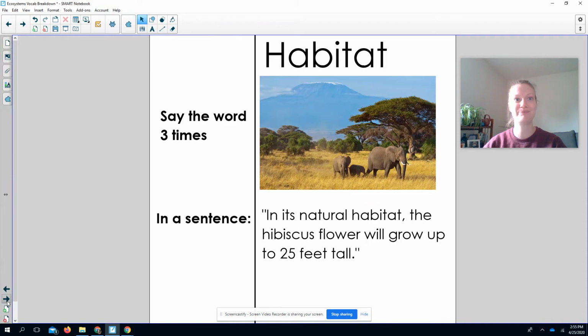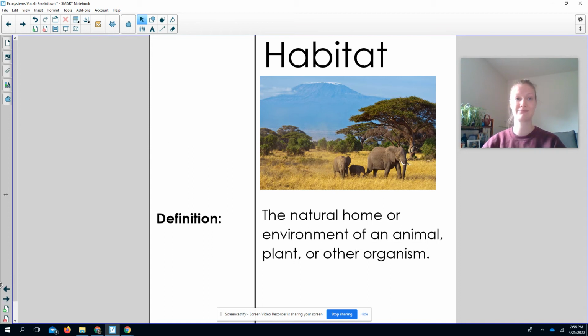All right, moving on. The next word is habitat. Ready? Habitat, habitat, habitat. You probably have some familiarity with this word already. I just wanted to make sure that we went over it again. In a sentence, you might see, in its natural habitat, the hibiscus flower will grow up to 25 feet tall. Definition, the natural home or environment of an animal, plant, or other organism.